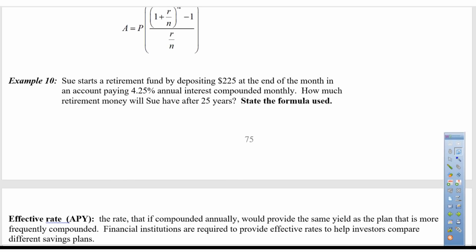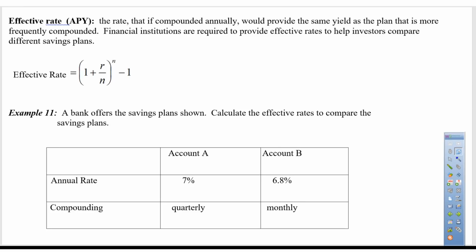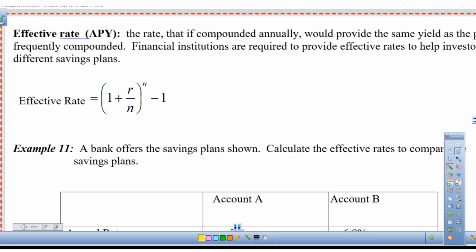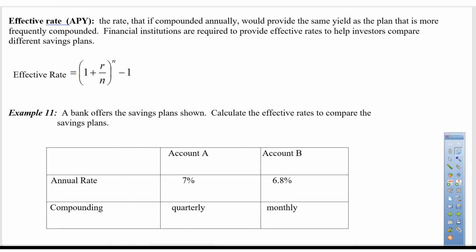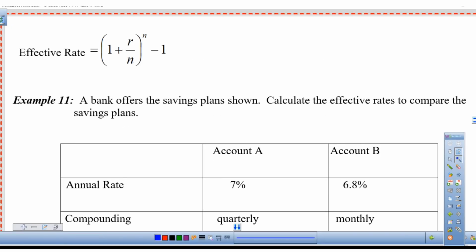Okay, so here's the deal. All this money stuff is confusing, okay? And the average person is going to get super, super confused by it, okay? So they passed a law saying that they have to be able to give you the effective rate. And the effective rate is just a very easy way of figuring out which one is the better deal, basically. Okay, so what you're going to do is on example 11, you're going to take that formula and apply it to account A and account B. Okay, so I'm going to put some of mine up here.